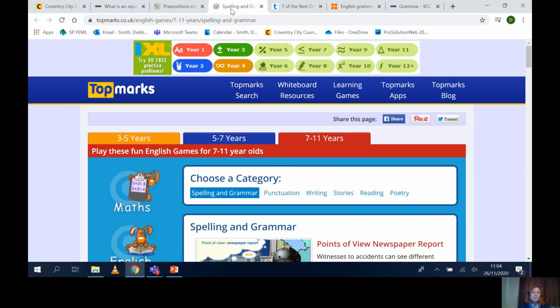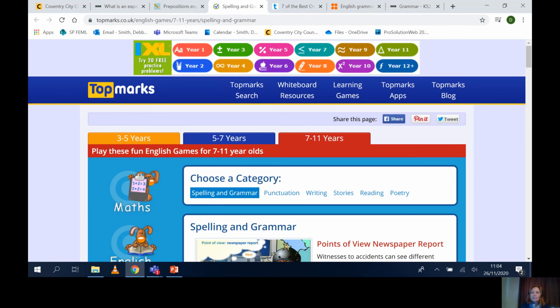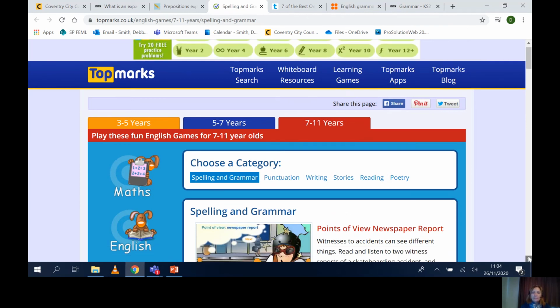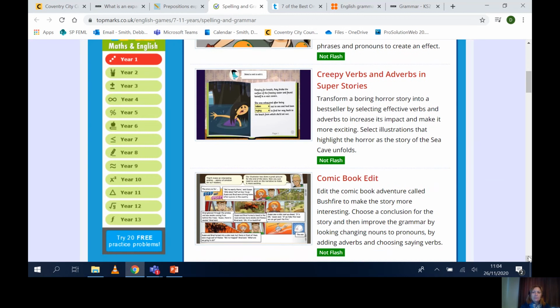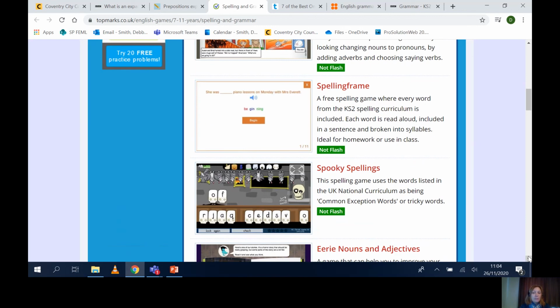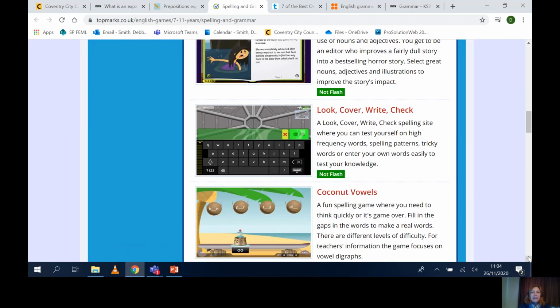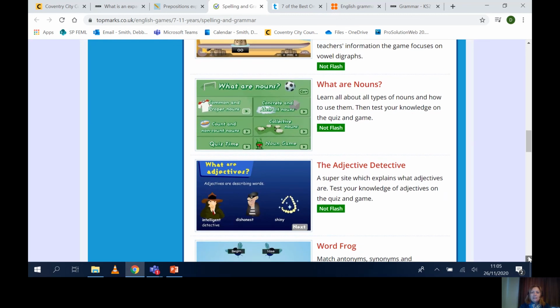Top mark site again, if you remember, you can go with the tabs. This one's, at the moment, got us on 7 to 11, but if you've got younger children, you can go down there. Spelling and grammar, and there's some nice games on here. There's a newspaper report, verbs and adverbs, comic book, nouns and adjectives.